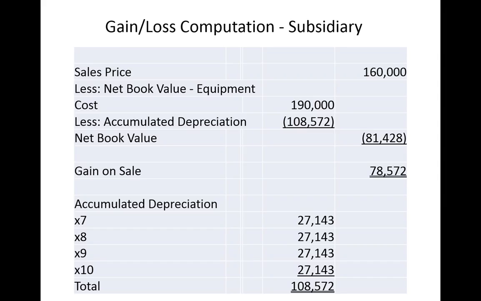And the subsidiary will have a gain or a loss on this transaction. Remember that the subsidiary depreciates the asset at their cost, and they depreciated it for 4 years, 7, 8, 9, and 10. And that gives them a net book value of $81,428. So what that says is that the sub has a gain of $78,572 on the sale. And that $78,572 will be reflected in the subsidiary's net income number, which the parent will share in.